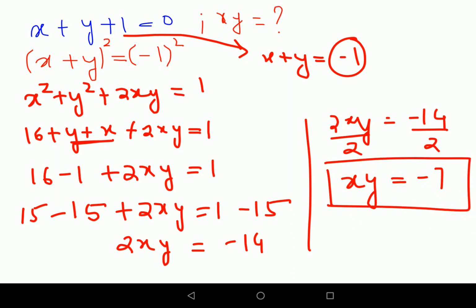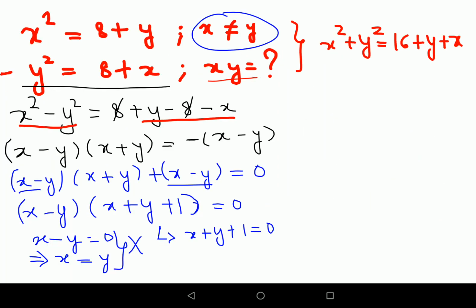So here, my dear friends, we can say the answer for this particular question. Here I can say the value of xy is nothing but minus 7.